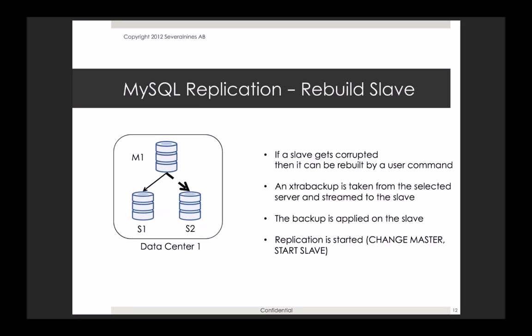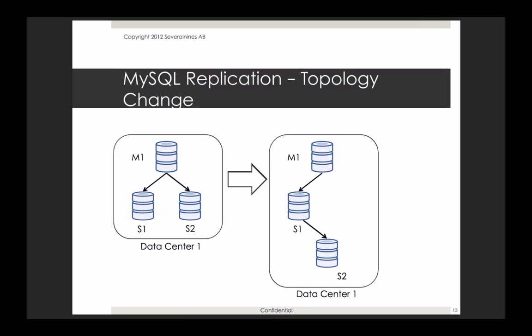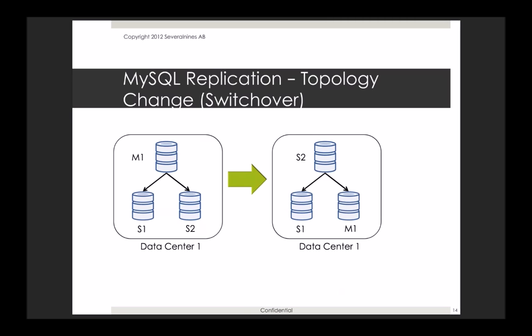An extra backup will be taken, streamed, applied, and the server will become online again. And then topology change, just to show you what that is. For example, if you would like to move S2 from being a slave of M1 and reslave it off S1, that's something that you can also do. And switchover: if you are not happy with M1 as a master and want to promote S2 to become a new master, well, you can do that too with the click of a button.